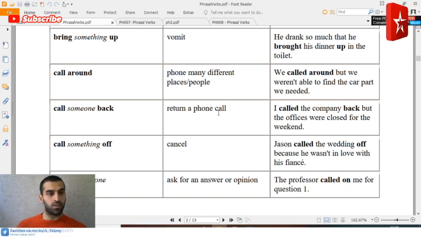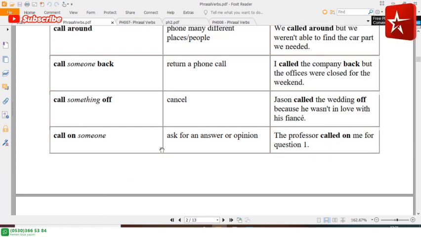Next one is call off. Call something off. It means cancel. For example, Jason called the wedding off because he wasn't in love with his fiancée. So, call off means cancel.